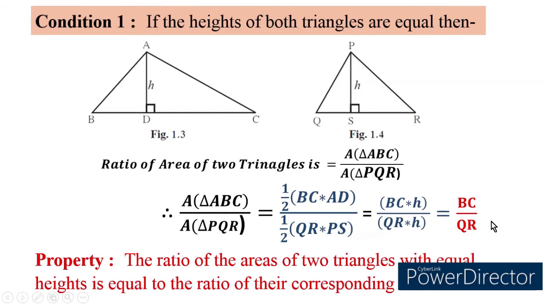And hence this represents the property that the ratio of the areas of two triangles with equal height is equal to the ratio of their corresponding bases. Friends, that means in any triangle, if the height is the same, the ratio of the areas of the triangles is based on their respective bases.